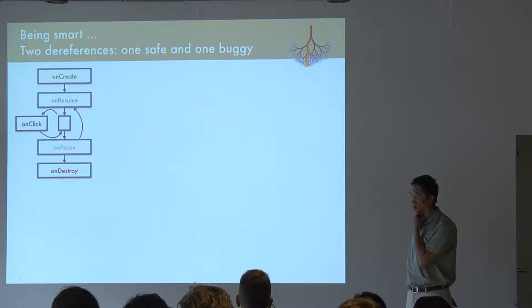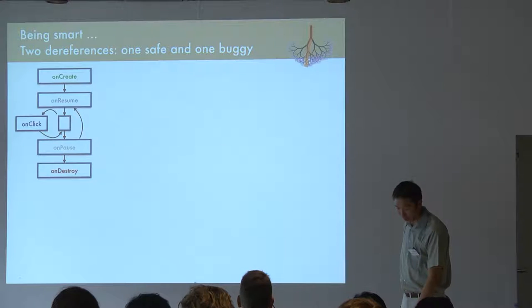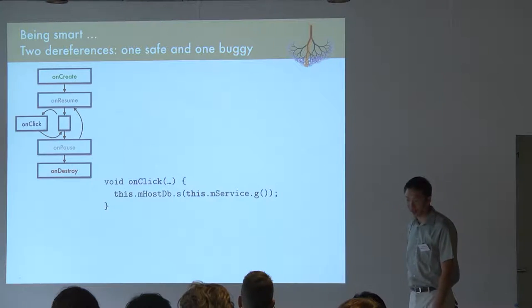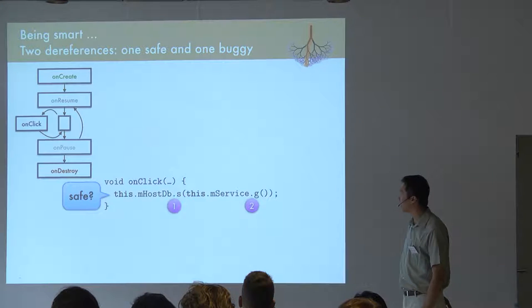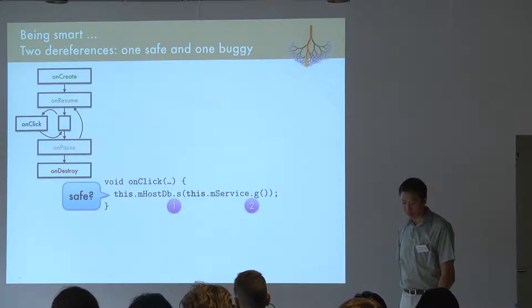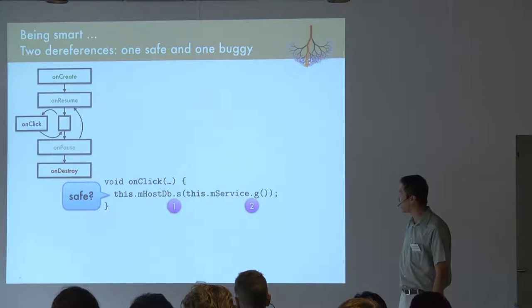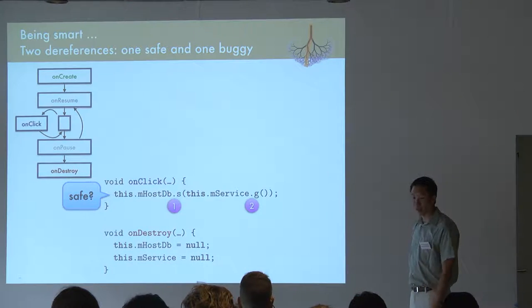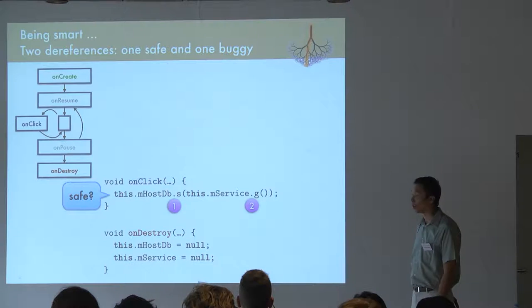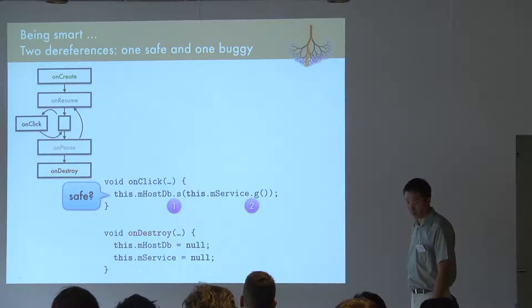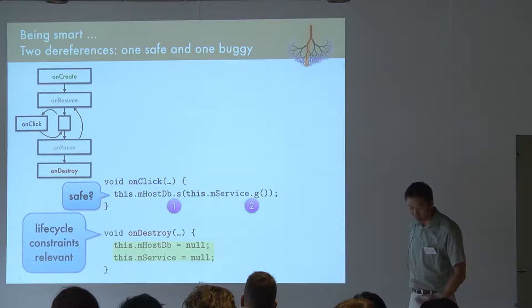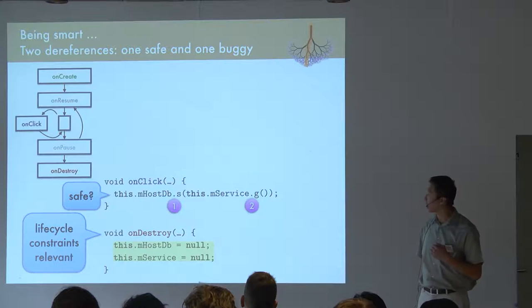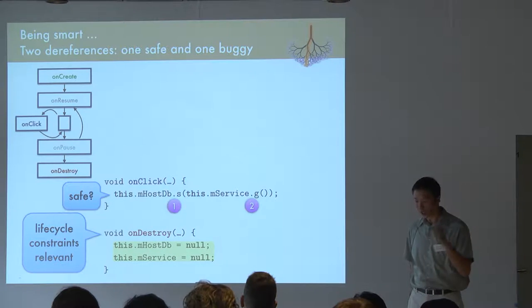Okay, so let me use an example to illustrate that. I have two dereferences. One is safe and one is buggy. I have these two questions in my onClick callback about either dereferencing mhostdb or dereferencing mService. And I show again that onDestroy method where I end up nulling these two fields to collect the appropriate resources. So, of course, what that means is that the constraints about the Android lifecycle are relevant to us. We can't just ignore them.